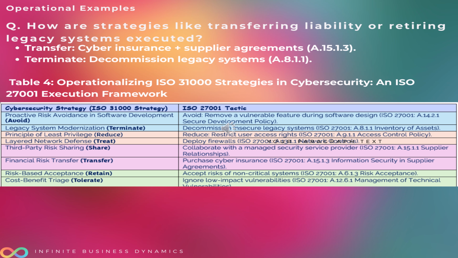These are not hypotheticals. A regional hospital, for example, used ISO 31000 to avoid legacy software and transfer risk via insurance, while ISO 27001 enforced multi-factor authentication and vendor audits. The result, an 80% drop in breaches and $2 million saved in potential ransomware payouts.